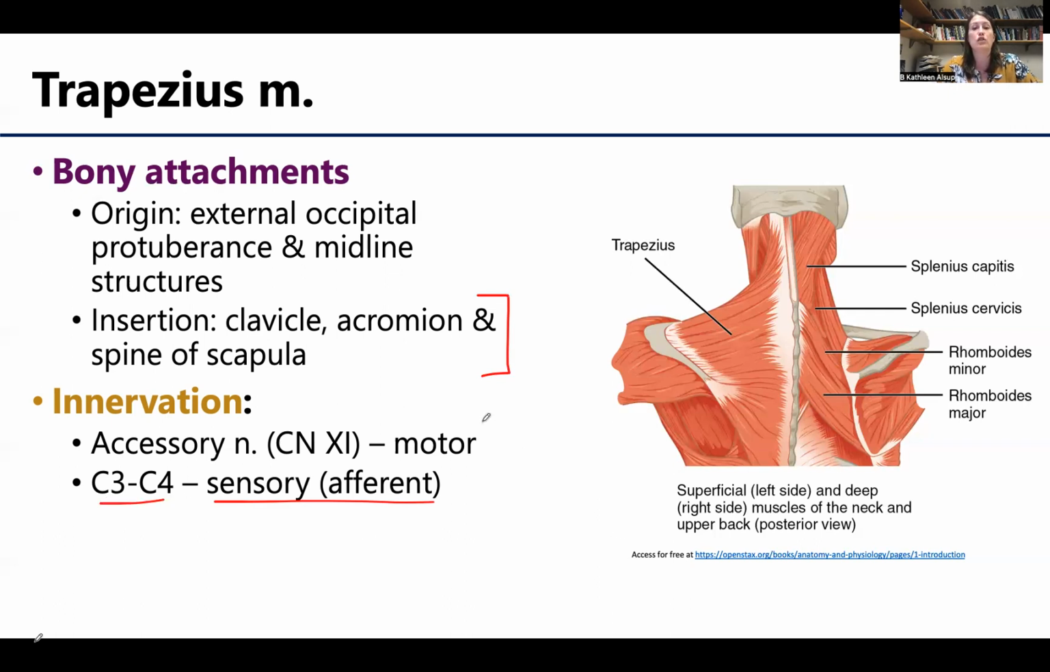So unique, because usually when we say a nerve is innervating a muscle, it does both the motor portion as well as the sensory portion for like proprioception.